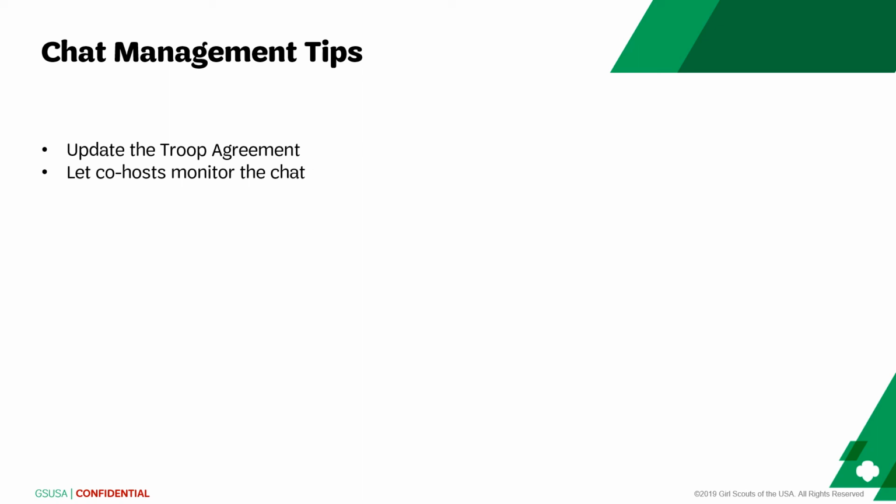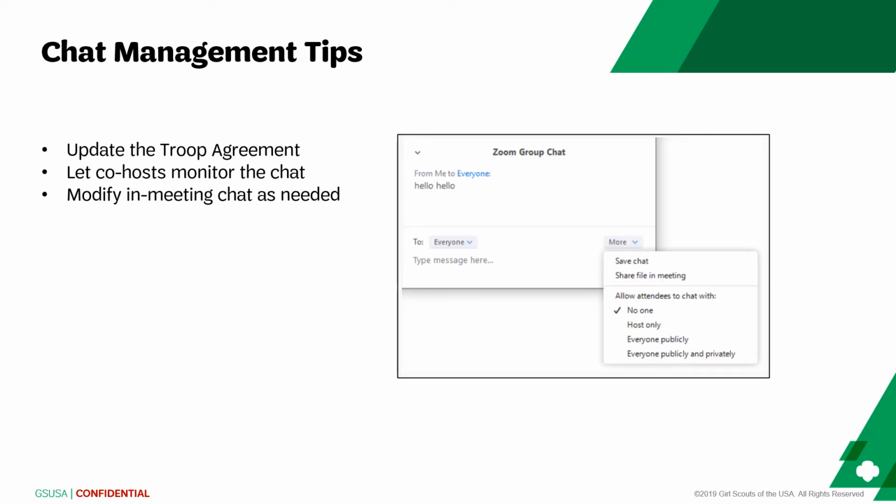It will be helpful to have a co-host who can carefully monitor the chat to respond to questions or flag inappropriate content. Finally, know that you can make in-meeting changes to your chat. For example, you can block participants from sending messages to anyone but the host, or block all chats entirely.